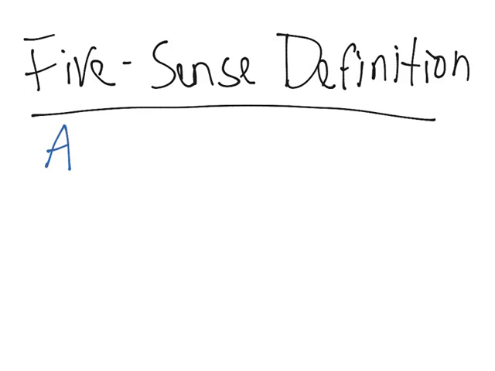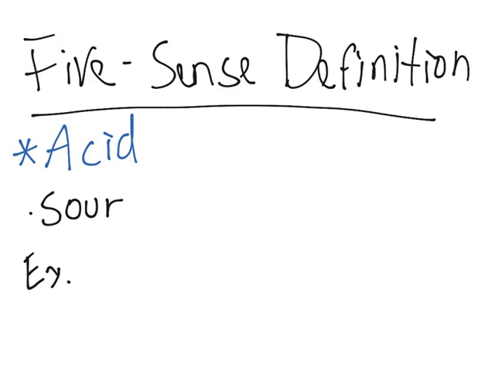According to the 5 sense definition, an acid usually tastes sour. And that is really the main characteristic of an acid. When you think of an acid or something that is acidic, you can usually think of a lemon. An example would be a lemon. You say when you eat a lemon, or when you drink a lemonade, that it is acidic because it is sour. So in this case, taste can really tell you the difference.